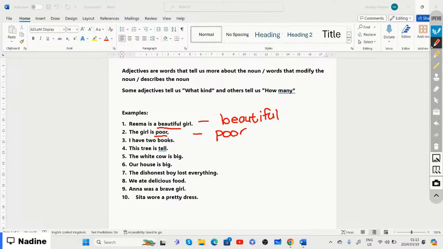I have two books. Does this tell us what kind of books it is, or does it tell us how many books it is? We need to ask ourselves, does it ask us what kind of books, or how many books?